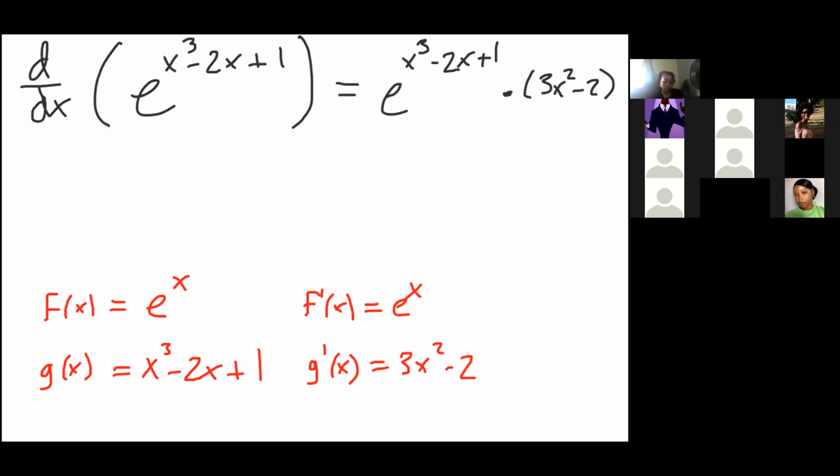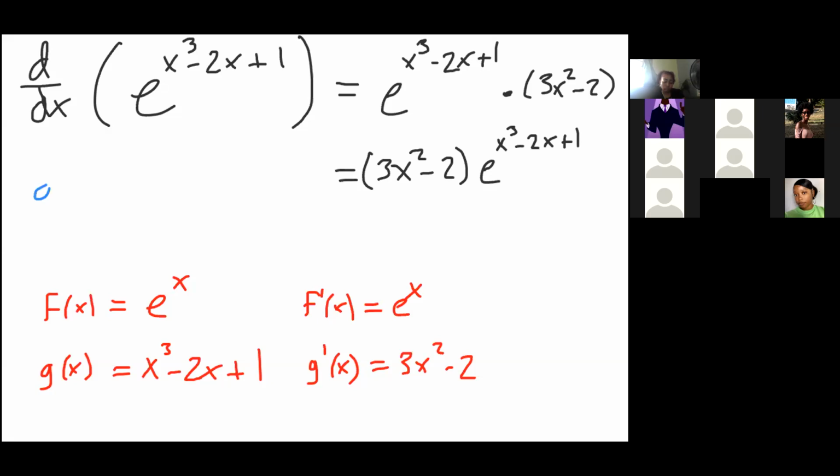So the answer should be e to the x cubed minus 2x plus 1 times 3x squared minus 2. But one way we like to rewrite this, just to make sure we don't have any overhang of that exponent and then what we're multiplying after, is to pull it out front. So this last step is just about rewriting it to make it look nicer and easier to read. The derivative is 3x squared minus 2 times e to the x cubed minus 2x plus 1.